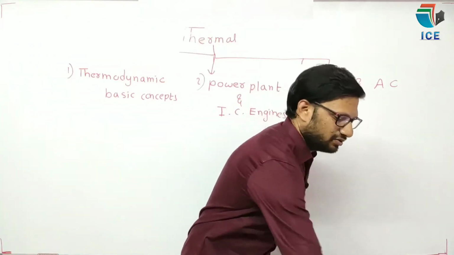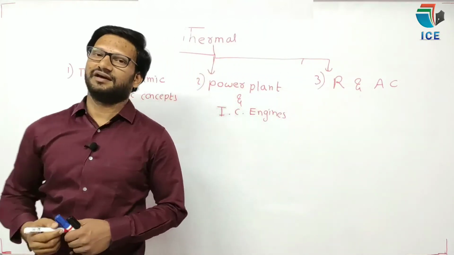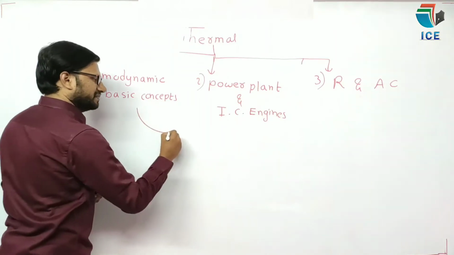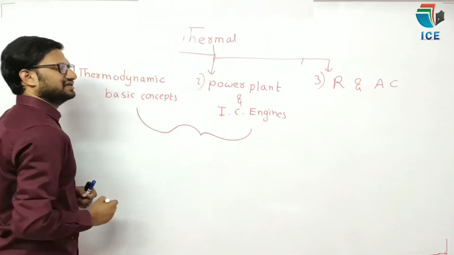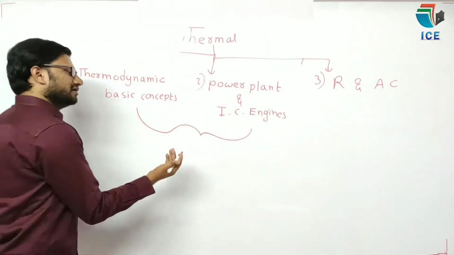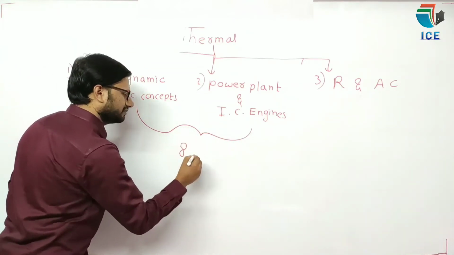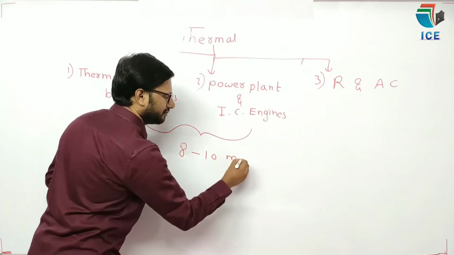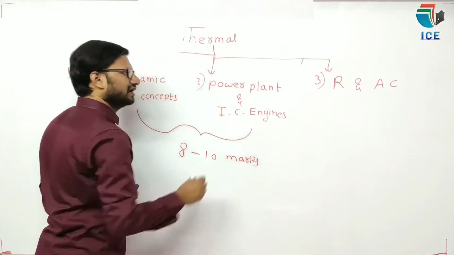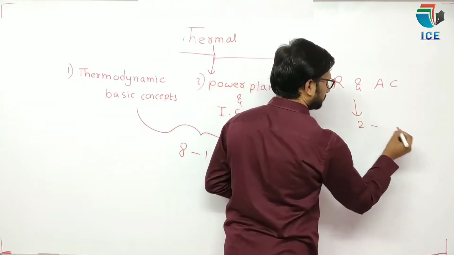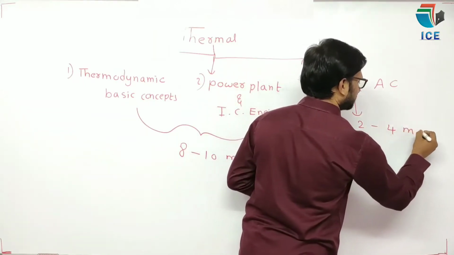Right. Now let us see the weightage in GATE marks in thermodynamic basics and power plant, IC engine. The average marks in the GATE exam are 8 to 10 marks. In refrigeration and air conditioning, we can expect 2 to 4 marks.